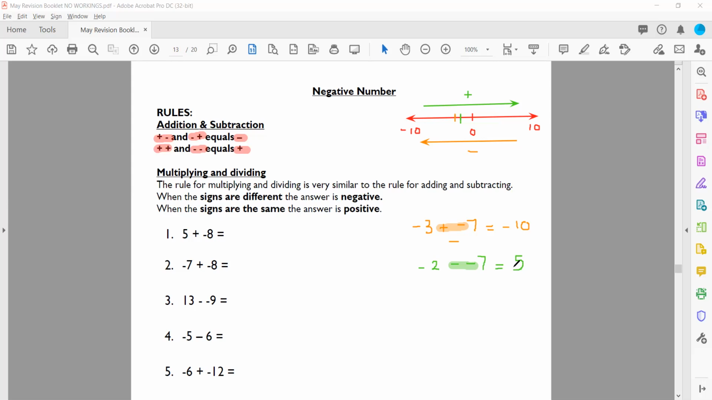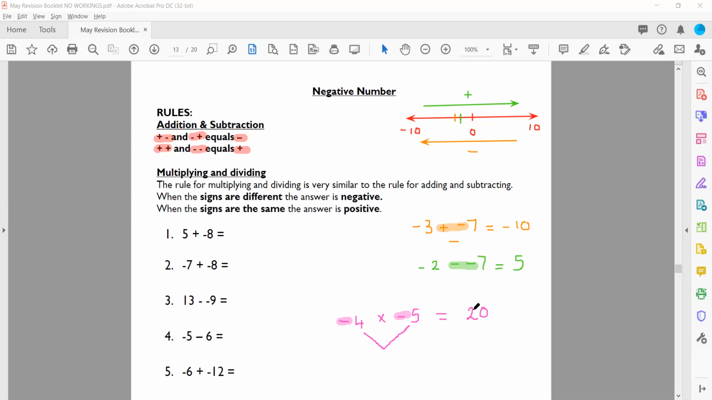Now let's have a look at what happens when we're multiplying and dividing negative numbers. In this case, you are looking at the sum and then you're looking at the signs. It's probably easier if I demonstrate this one. So if you had minus 4 times minus 5, my recommendation would be that you do the multiplication sum first. So 4 times 5 is 20. You then look at your signs. We have a negative and a negative. Well, a double negative makes a positive. So your answer here would be positive 20.